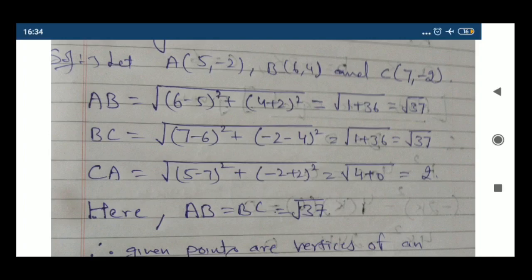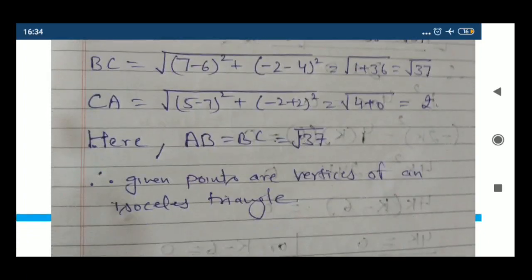Similarly, you can find the value of BC, which is also equal to under root 37, and CA is equal to 2. And here you can see AB is equal to BC, which is equal to under root 37. So the given points are the vertices of an isosceles triangle. Why an isosceles triangle? The lengths of AB and BC are equal. Students, I hope you can understand the importance of the distance formula. In every question of 7.1, we will use this formula.